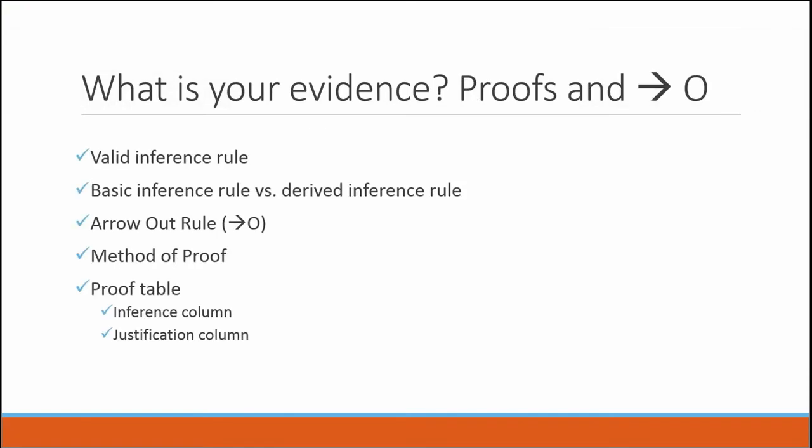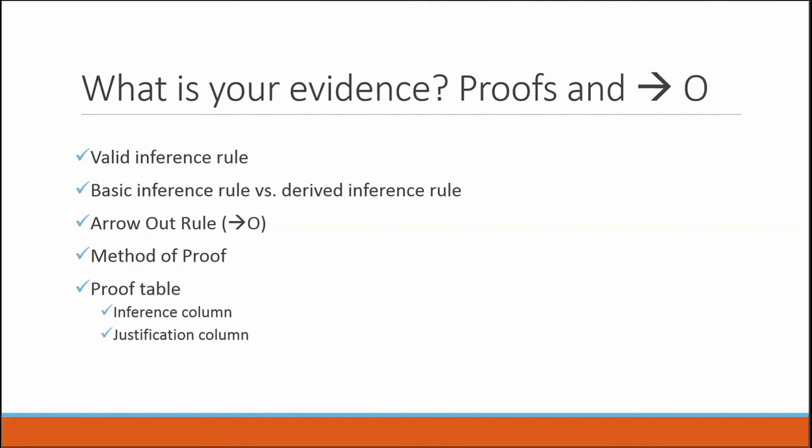So quickly, let's just go over what we learned in this lesson. We learned what a valid inference rule is. A valid inference rule is a pattern of inference which guarantees the logical connection between the premises of the inference and the conclusion of the inference. I told you that we in this class are going to focus on using the basic inference rules, which are inference rules that are self-evidently valid. There's no way of proving them valid. You just have to see that they're valid.